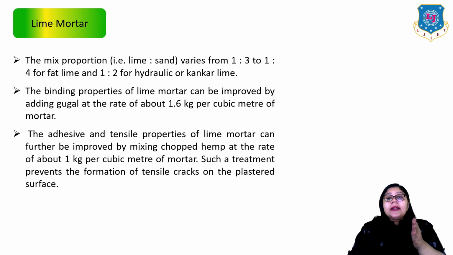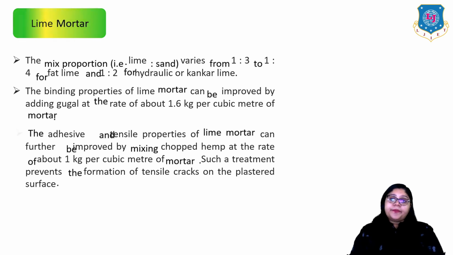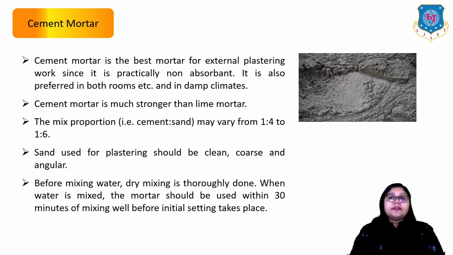The adhesive and tensile property of lime mortar can further be improved by mixing chopped hemp at the rate of about 1 kg per cubic meter of mortar, and such a treatment prevents the formation of tensile cracks in the plastered surface. So that is the concept of lime mortar.